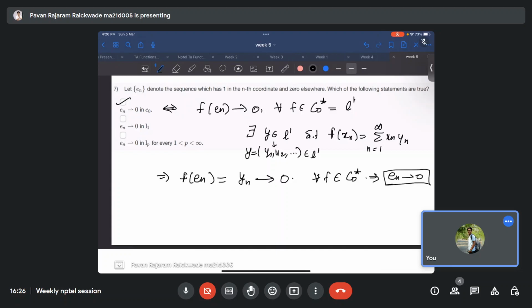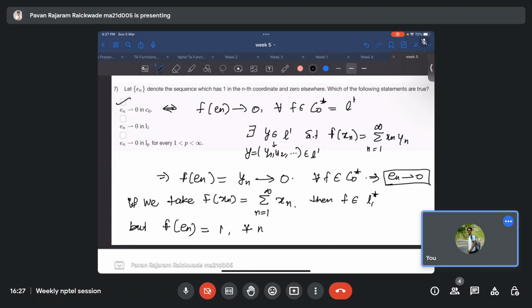Okay, so the first statement is true. The second statement, the same logic: if we take f of x equals the summation of xn, from 1 to infinity, then f is a linear functional, and f at en is 1. f of en doesn't converge to 0, right? This implies en cannot weakly converge to 0.